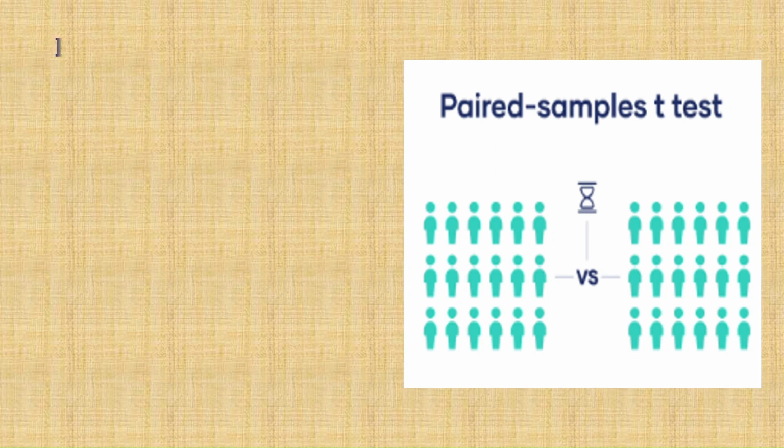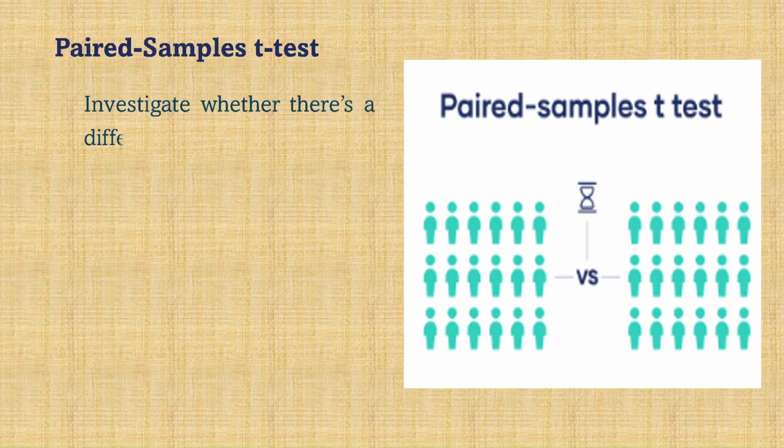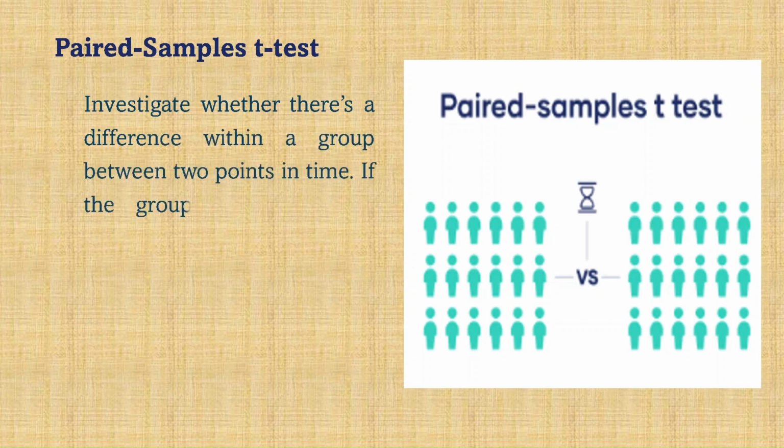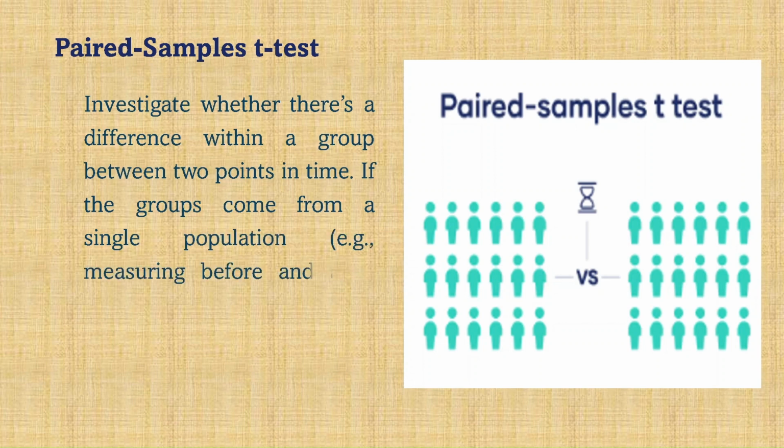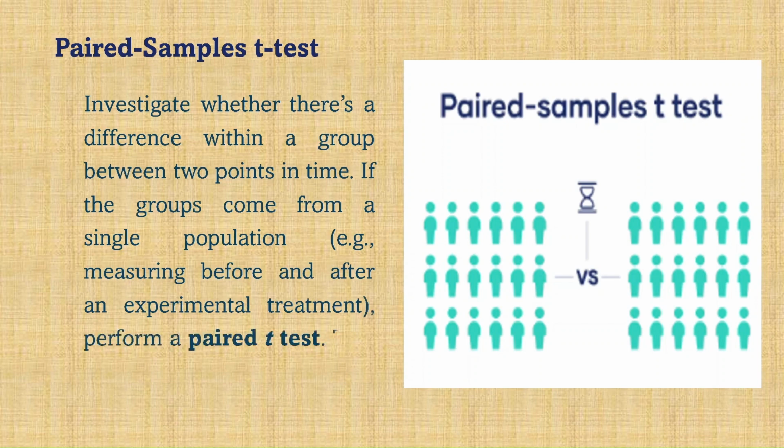Paired samples t-test. Investigate whether there's a difference within a group between 2 points in time. If the groups come from a single population, for example measuring before and after an experimental treatment, perform a paired t-test. This is a within subjects design.